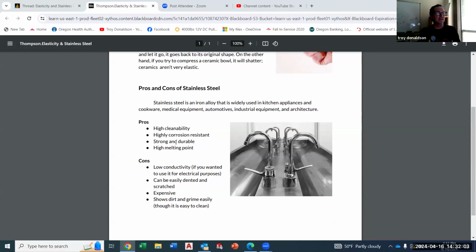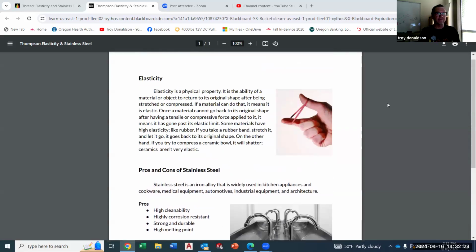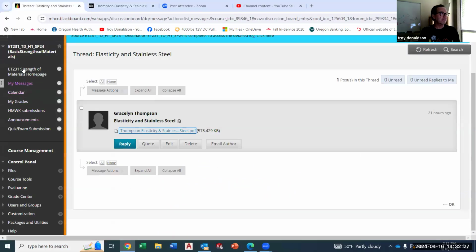And then stainless steel, pros and cons. Very clean, corrosion resistant, strong and durable, high melting point. Cons: low conductivity, so we don't use it for those. Can be easily dented and scratched. Pretty true, yep. It is expensive, and it shows dirt and grime. So there we go. She did it. That's great. All right. Keep track of stuff, folks.